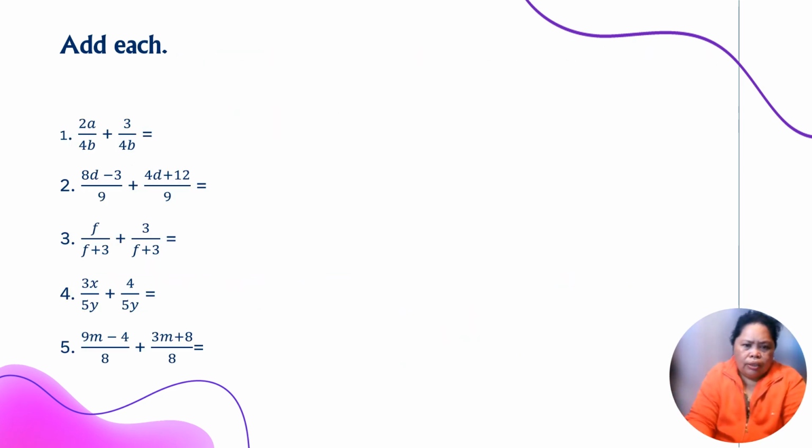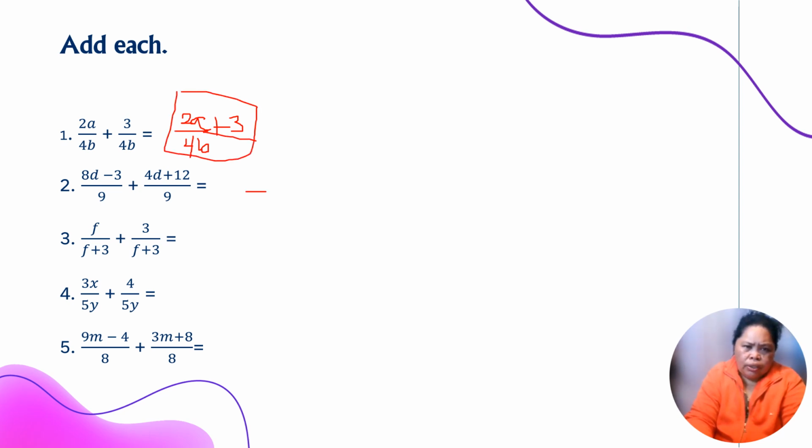Okay, so we can do this. For number 1, the common factor is 4b. So we have 2a plus 3. This will be your final answer.